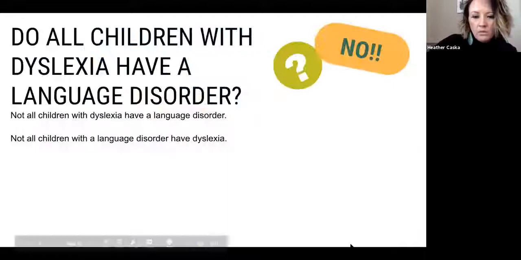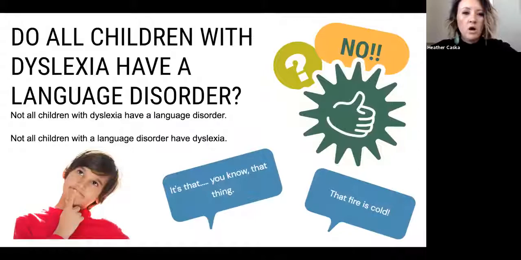Something to really keep in mind, though, is that not all children with dyslexia necessarily have a developmental language disorder, and vice versa, not all children with developmental language disorders have dyslexia. Again, these are those kids that we really need to be watching out for, especially with referrals. Oftentimes our standardized assessments might not necessarily catch these kids and qualify them for services. But these are those students who are having a really hard time organizing their thoughts or finding those words.